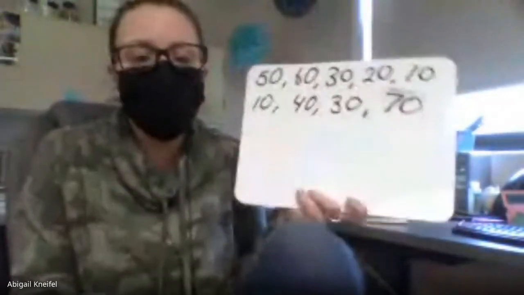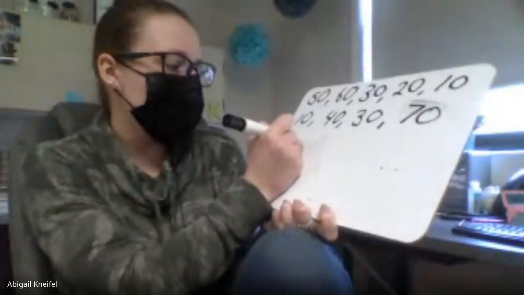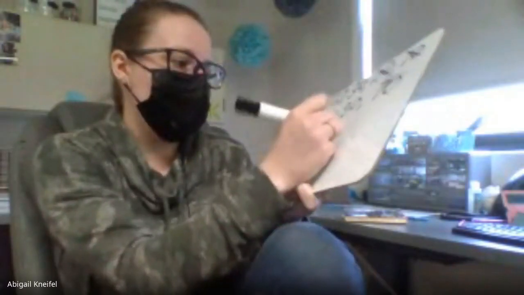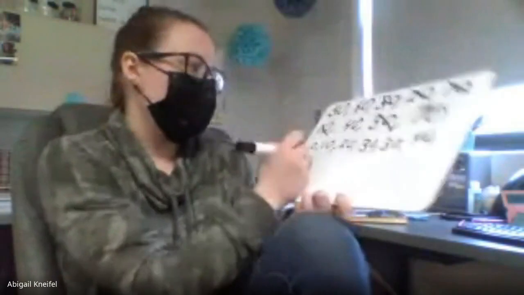All right. If you're not totally done, that's okay. We're going to start working through it together. The first thing you have to do is put them in order, least to greatest. So I have two 10s. So 10, 10. I have 20. I have two 30s. I have a 40, a 50, a 60, and a 70.